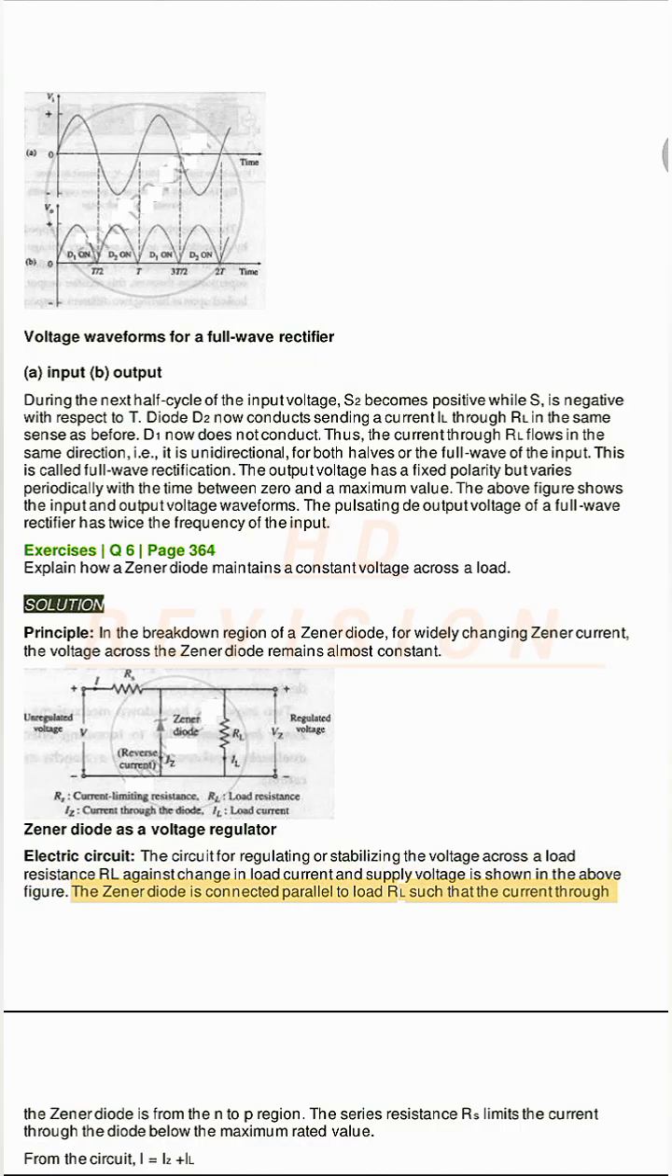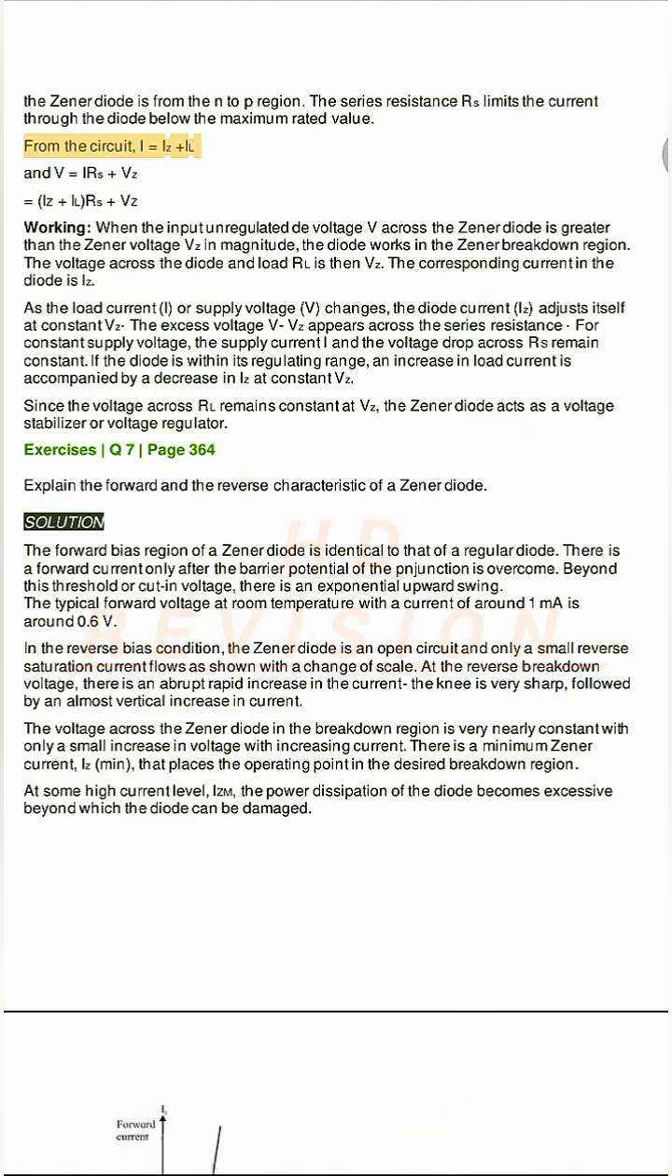The Zener diode is connected parallel to load RL such that the current through the Zener diode is from the N to P region. The series resistance Rs limits the current through the diode below the maximum rated value. From the circuit, I equals IZ plus IL. And V equals I Rs plus VZ, equals (IZ plus IL) Rs plus VZ.